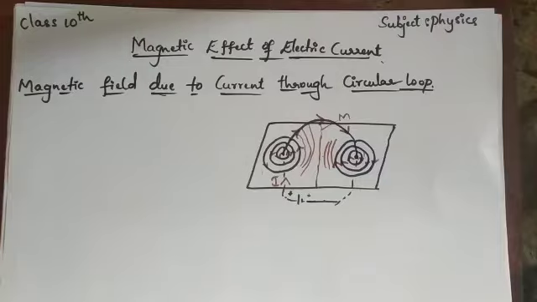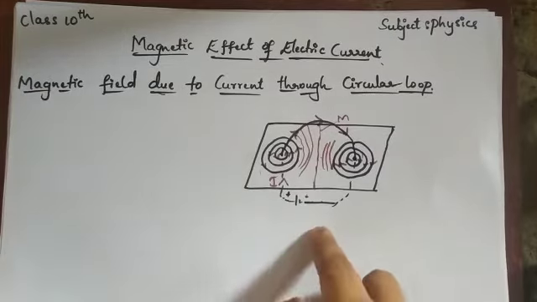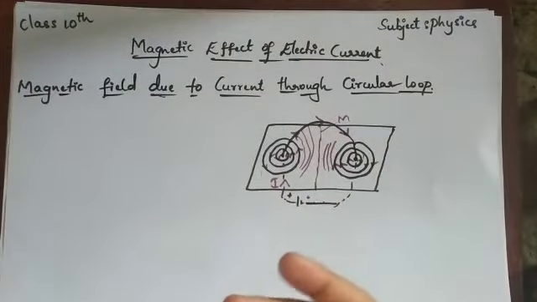By this you are able to say in which direction the current is flowing and in which direction the magnetic field is. But we are not able to predict the polarity, that is, whether this side is the north pole or the south pole. We don't know which are the poles.